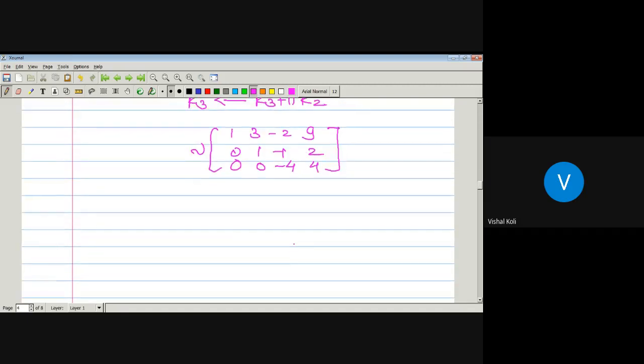Now, third row is changing to R3 divided by minus 4. Divide third row by minus 4. We get 1, 3, minus 2, 9, 0, 1, minus 1, 2, 0, 0, minus 4 divided by minus 4, 1, minus 4 divided by minus 4, 1. Okay.